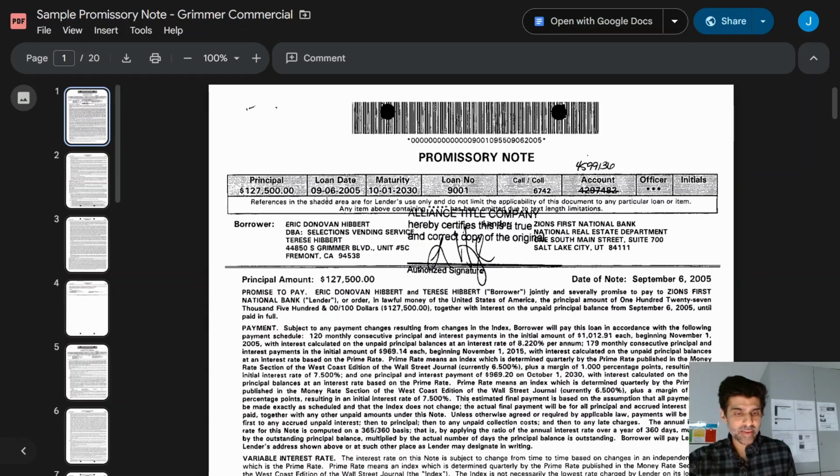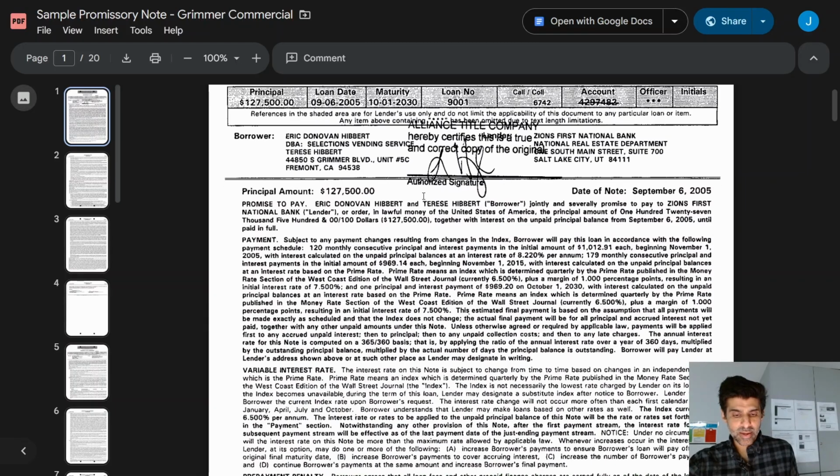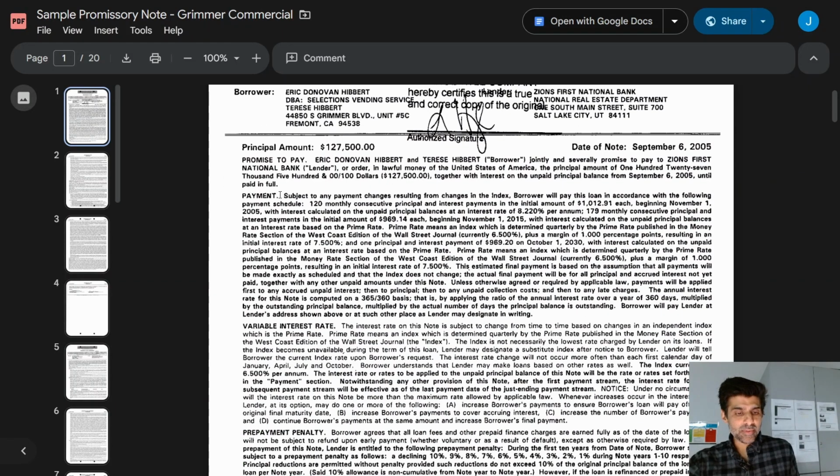Okay, so what does it say? It says the loan date was 2005. The principal balance is 127,000, and it was a 25-year loan because the maturity date is 2030. Then it's going to list all the terms. So it has the payment information here, and this is all in legalese. Lawyers, for whatever reason, make it so obscure and difficult to get the relevant information. But it's basically saying the interest rate.